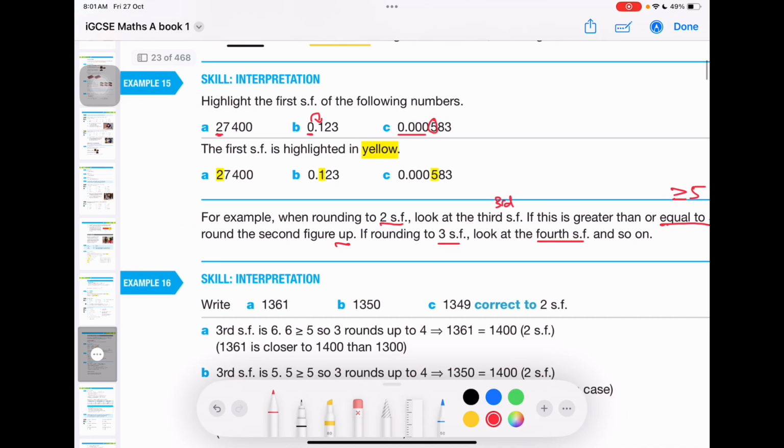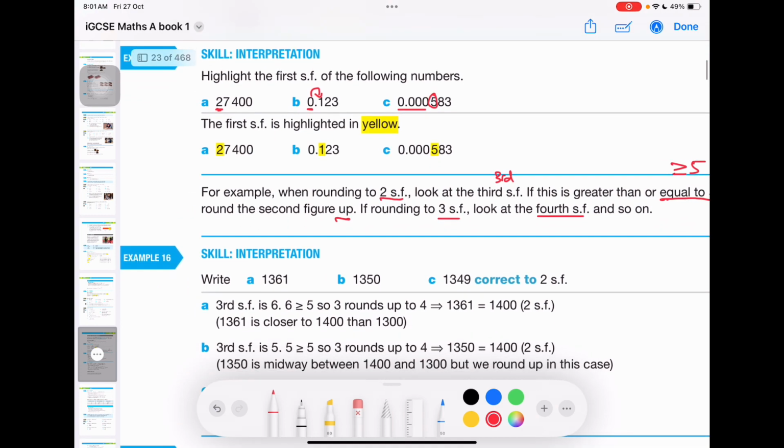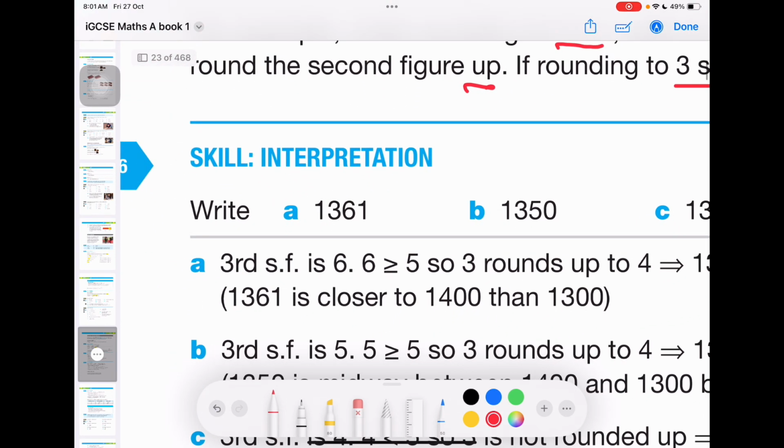So over here, when we have 1361 for part A, we would like to find out what is the three significant figures, or round this value up to three significant figures. So 1, 3, and 6. On the fourth significant figure, this is value 1, which is less than 5. Therefore, we will round it downwards, to give you 1360.